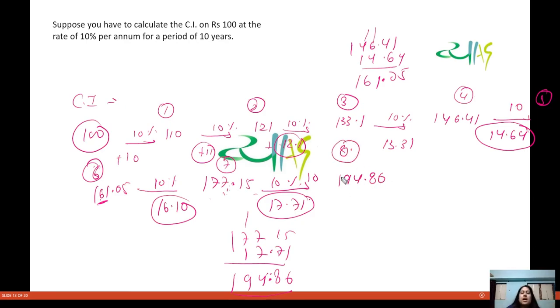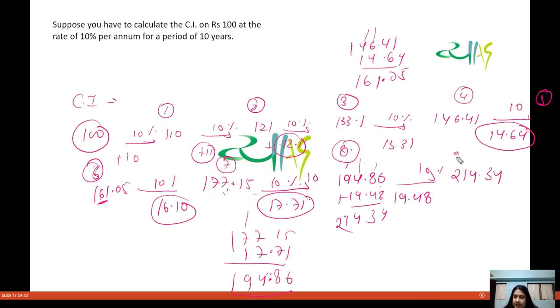Okay, fine. And now again 10% of this, that means 19.48. So just add here 19.48. How much are you going to get? You are going to get 214.34. This is of which year? This is of the ninth year.